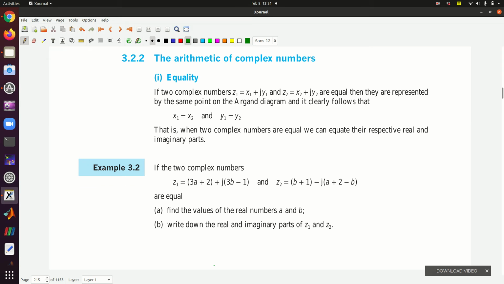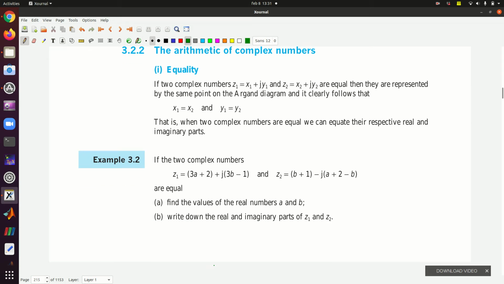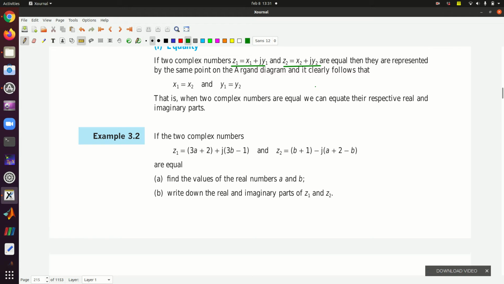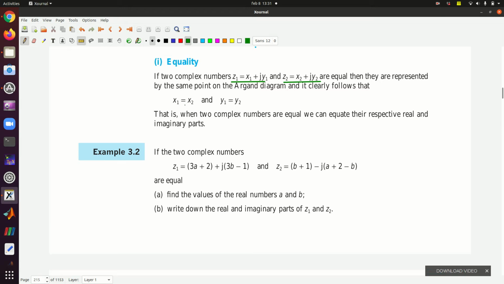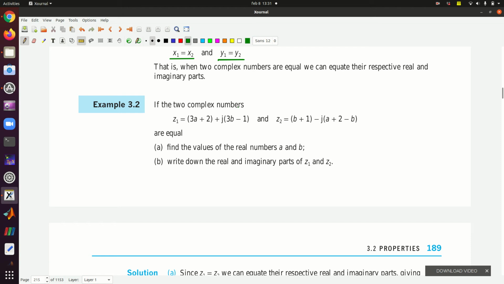So we look at a few arithmetic operations here. Equality: if two complex numbers, that is z1 and z2, are equal, okay, then they are represented by the same point on the Argand diagram. And clearly, if they are represented by the same point, it means that the x coordinate, or the real part, is the same, and also the imaginary part is the same for both numbers.